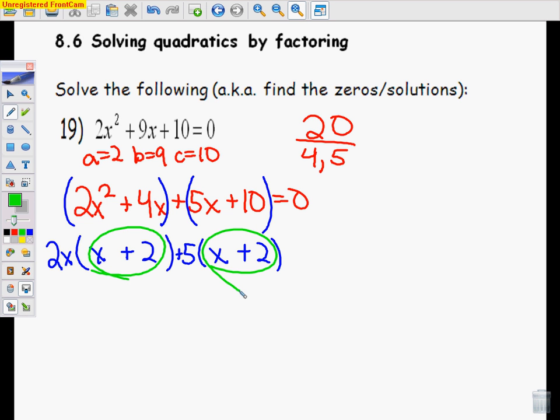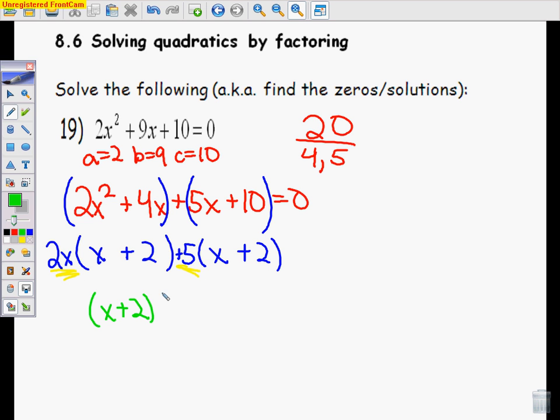Those are the same. If they're not the same, you've done something wrong. So we factor out that x plus 2. And what's left on the outside is this 2x plus 5. So we'll put that there, 2x plus 5. And once again, we're going to drop down that 0. Okay? So that equals 0.